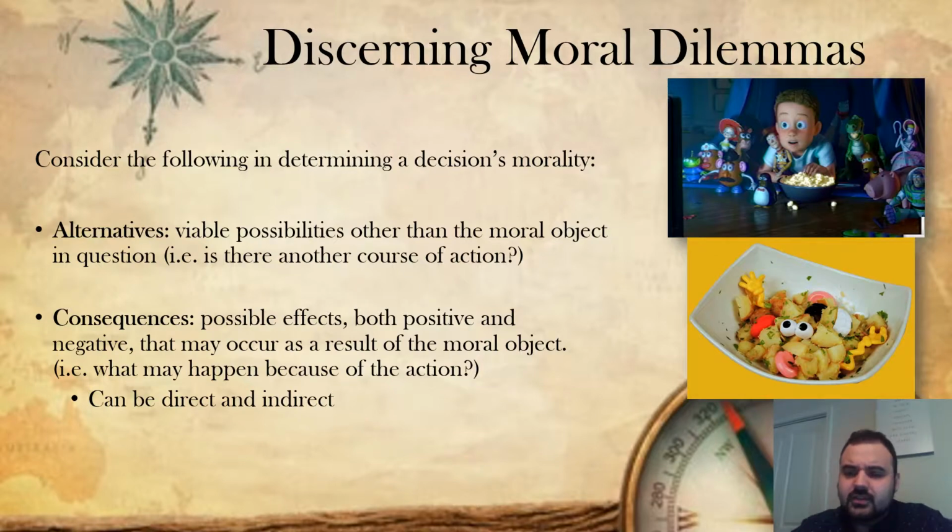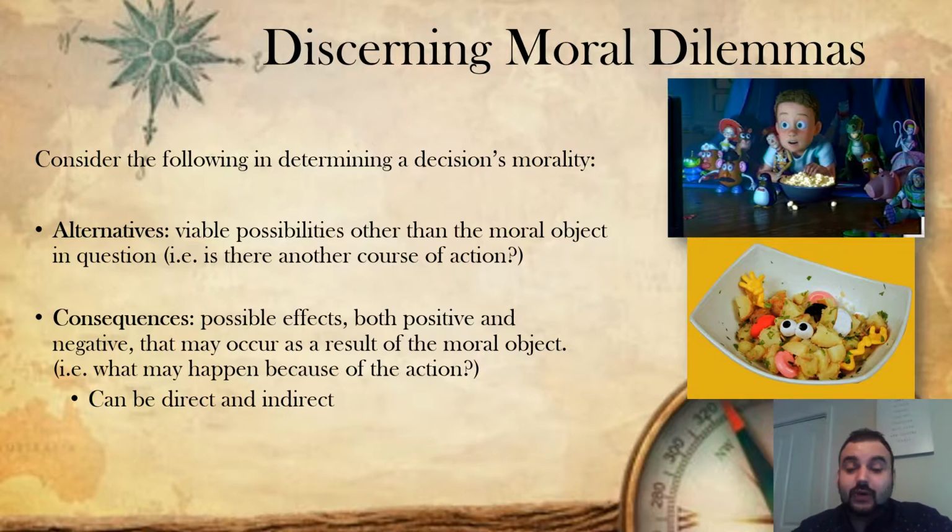So what other things should we take into consideration? We've established those things. Well, there are alternatives. This is what we could have done instead of the moral object. And consequences. What can occur because of the moral object? A lot of times we think of consequences in a negative frame of mind, but consequences can be positive or negative. They're simply the effects of a situation. There could be positive effects, there could be negative effects. There can also be direct effects and indirect effects.